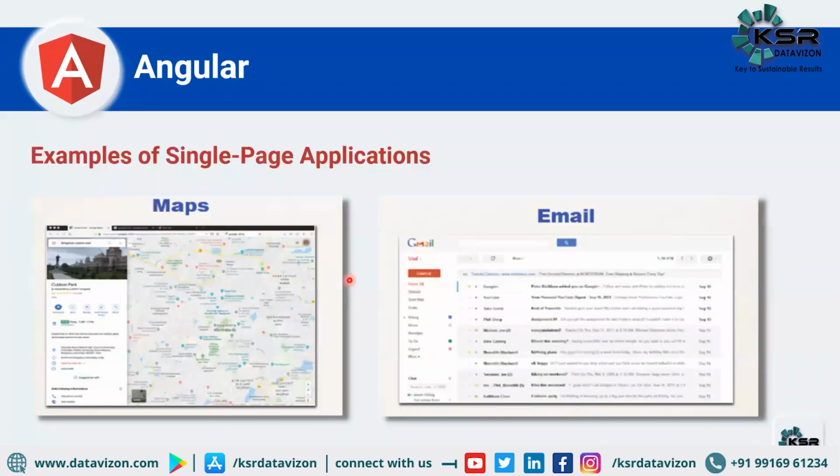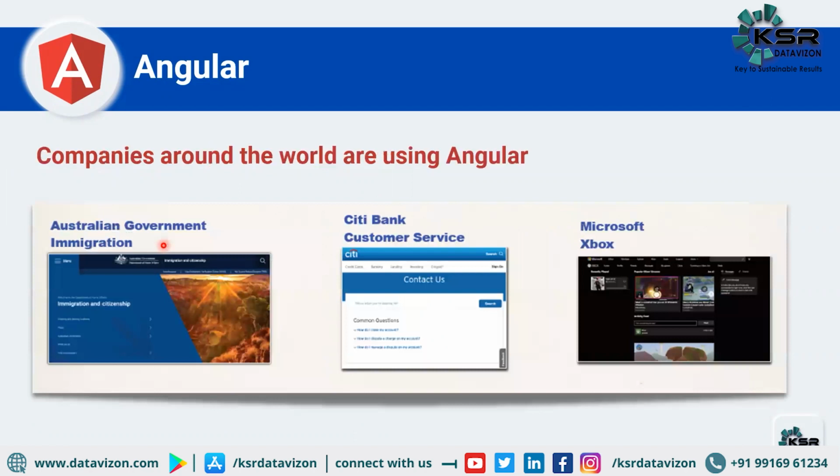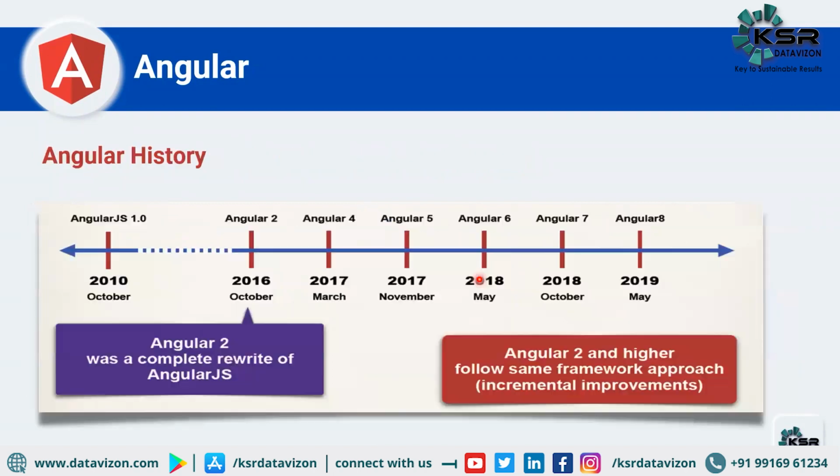Okay. What are the different applications using Angular? A simple example is our Gmail account. Do you see the left side menu change or the header change? Nothing, right? Only our body will change each and every time it is getting refreshed. The other example is Google Maps. They are using Angular as the front end technology. Other commercial users like Australian immigration, Citibank, and Xbox are also using Angular as the front end technology.